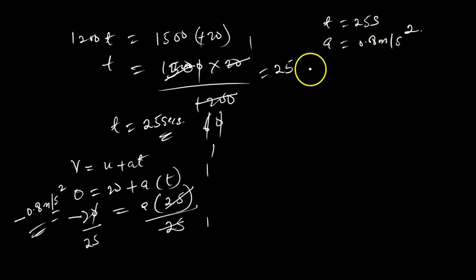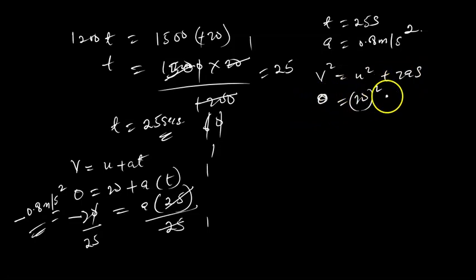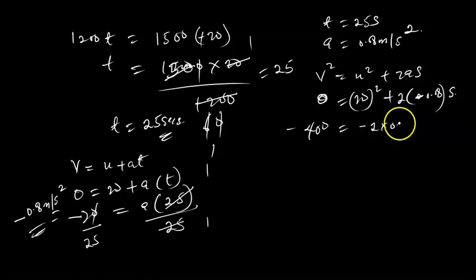Then we can calculate the distance using v squared equals u squared plus 2as. v is 0, equals u squared, that's 20 all squared, plus 2 into a, which is minus 0.8, times s, so that 20 all squared goes to the other side and becomes 400. That's minus 400 equals minus 2 times 0.8 s. Negative cancels negative. Divide both sides by 2 times 0.8.